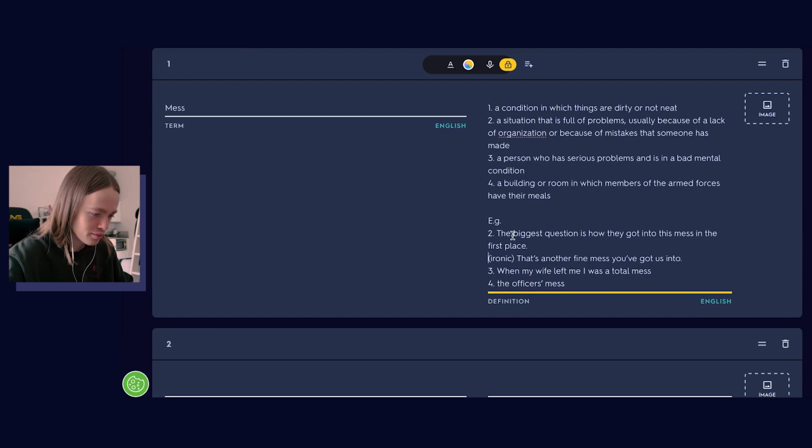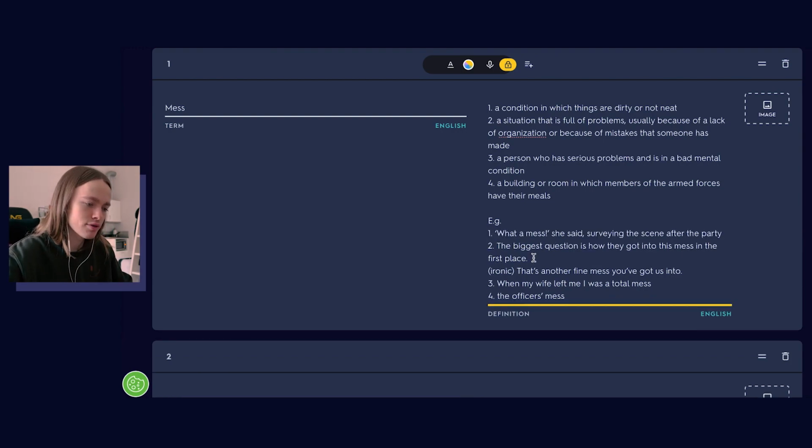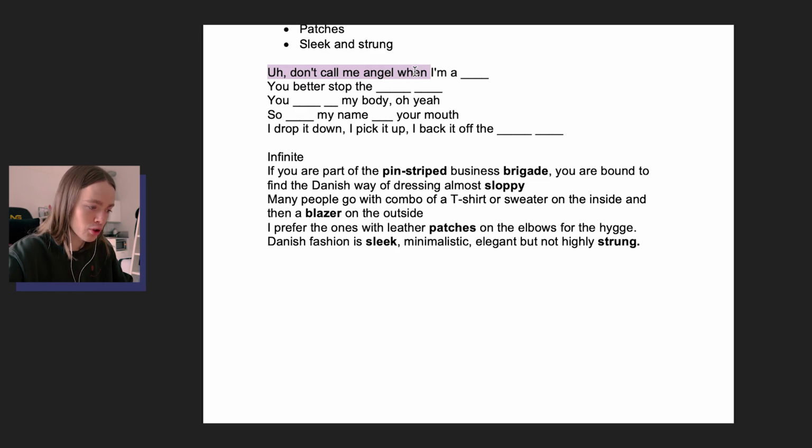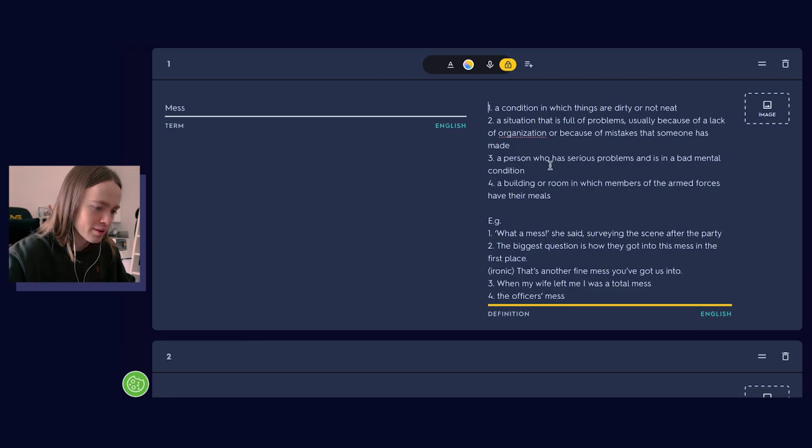So, and for the first one, we also have a phrase from our song. Oh, don't call me angel when I'm a mess. Such a drama, me. I mean. Okay, so what is this? I guess it's like a third one. It's something in between. Yeah, I guess it's the third one. It's a person when I'm a mess, you know.